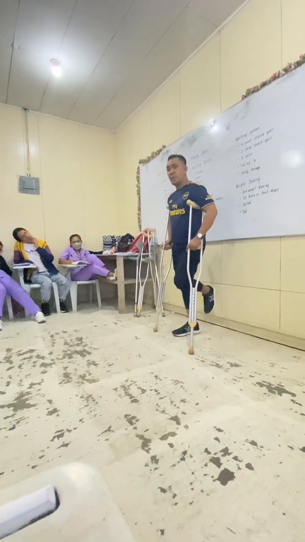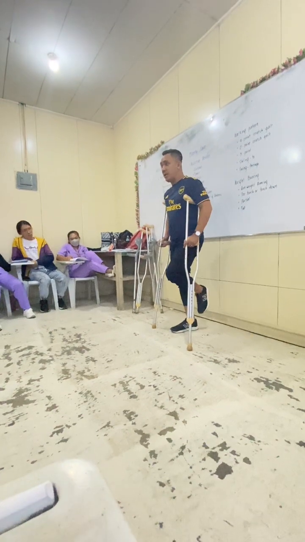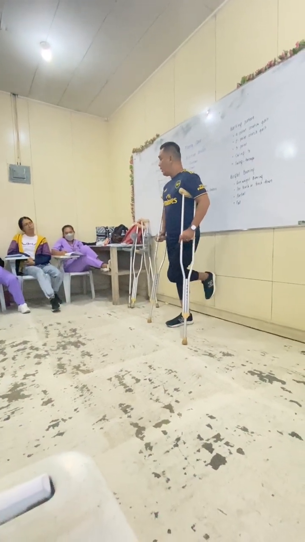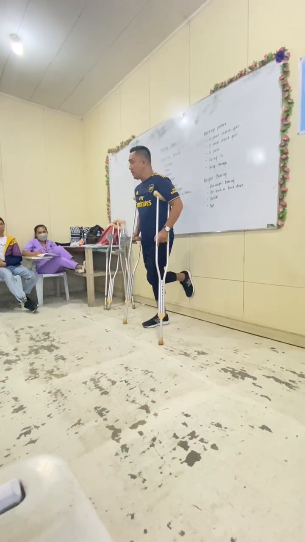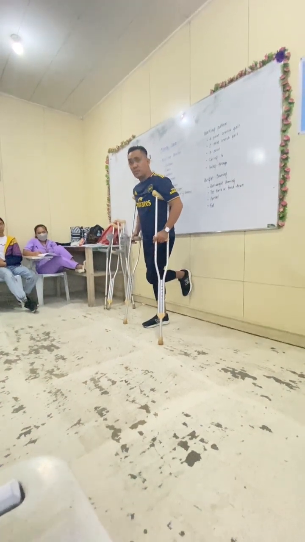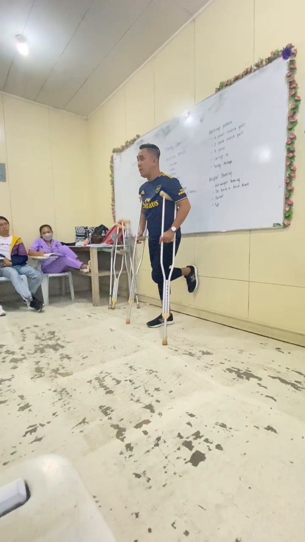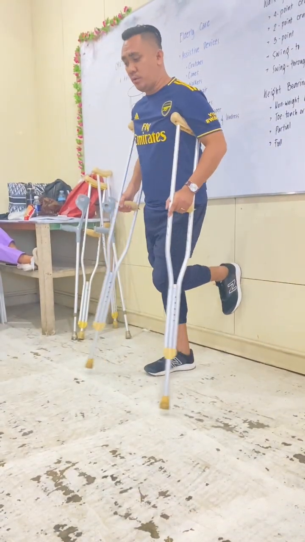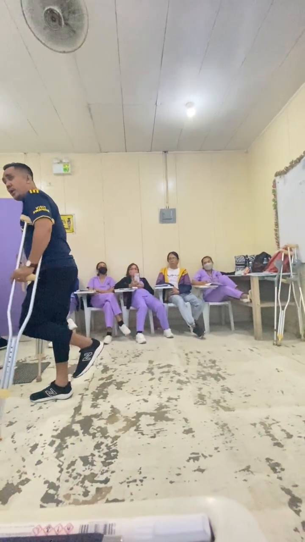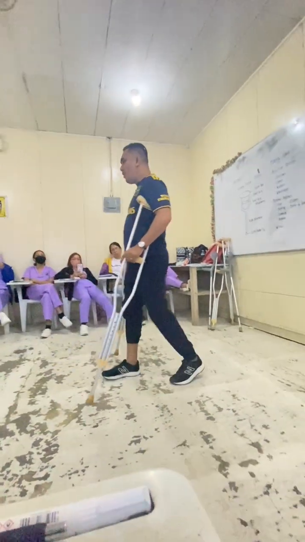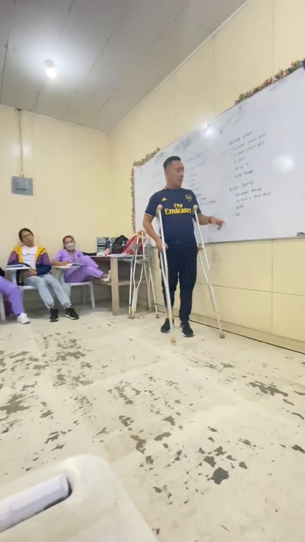Okay? When we say non-weight bearing, your injured leg should not touch the floor, or it should be raised in the air. So the 3-point crutch gait with non-weight bearing is the most common. Okay? However, there are different types of weight bearing.